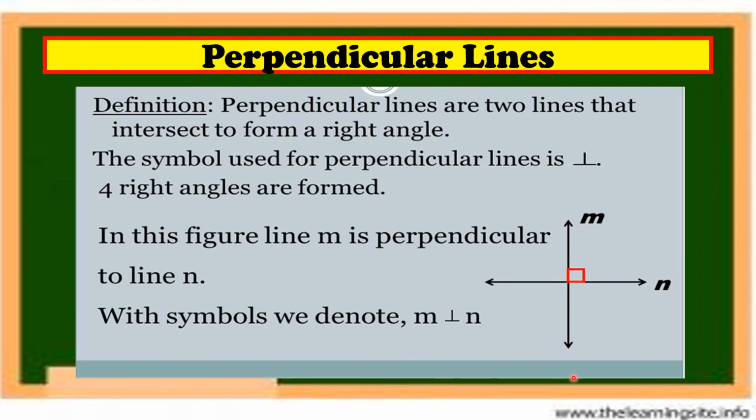So if the two lines intersect, it forms four right angles. This is one right angle, another right angle, another right angle, and this is another right angle. This is read as M is perpendicular to M. The inverted T symbol means perpendicular. Again, this is read as M is perpendicular to M.